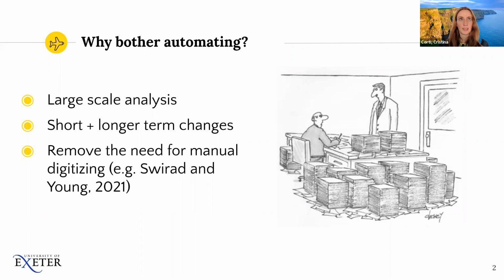But why bother automating? Depending on the spatial scale that we're looking at, if we want to carry out analysis at a fairly large spatial scale, so beyond the local scale, then we might need to have a semi-automated or automated approach. Also, if we want to be able to quantify changes not just over the longer term, but also in the short term. And if we want to remove any problems linked with manual digitizing, for example.